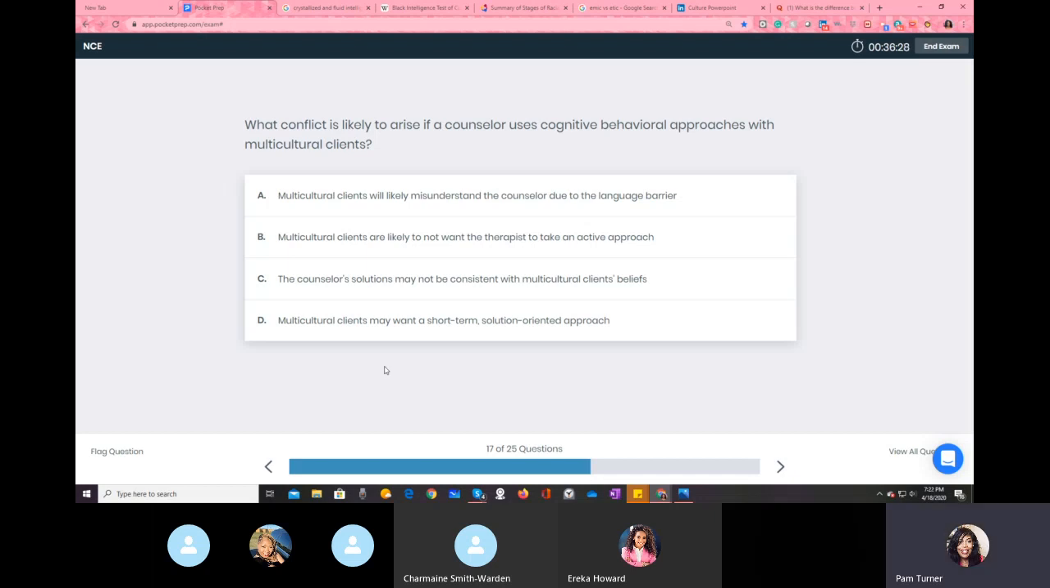So CBT requires that I have some cognitive approach, that I have some cognitive skills. So multicultural clients, oh, I have a C. The solutions may not be consistent with the client's beliefs, perhaps, okay? But I'm looking at CBT approaches. Does CBT always take into effect their belief system? They may likely misunderstand the counselor due to a language barrier. I don't know about that. Multicultural clients are likely to not want the therapist to take an active approach. I don't know about that either.